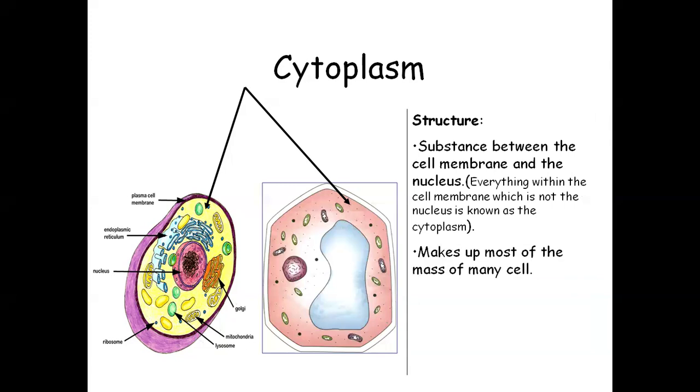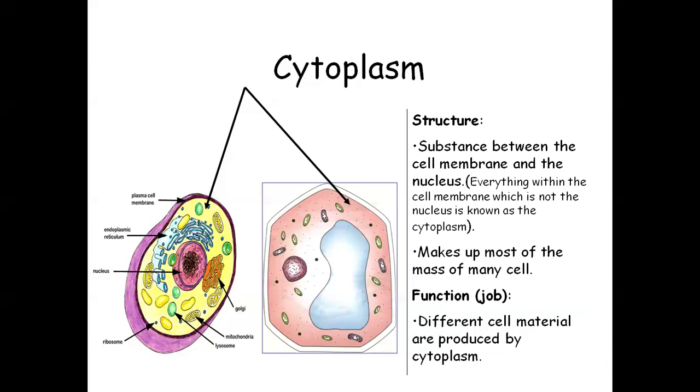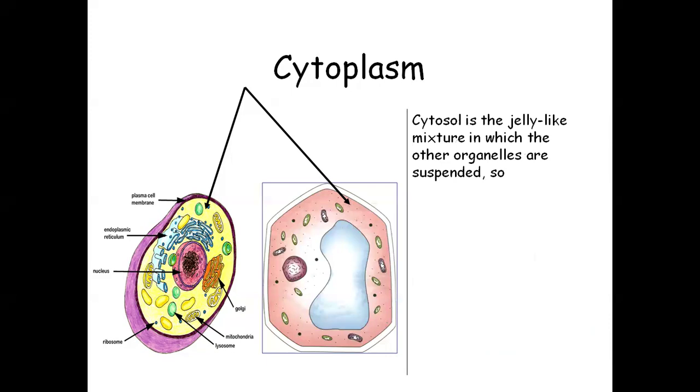And it makes up most of the mass of many cells. It is going to occupy the entire cell, and in that, the organelles are going to get floated. And what is the function of that? Different cell materials are produced by the cytoplasm.